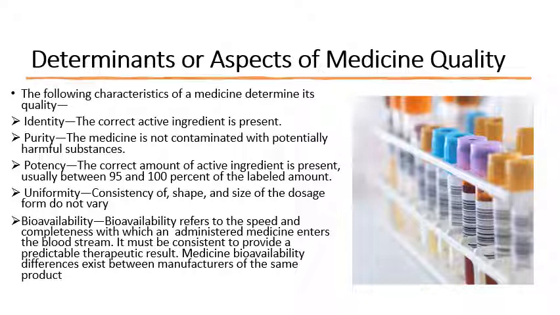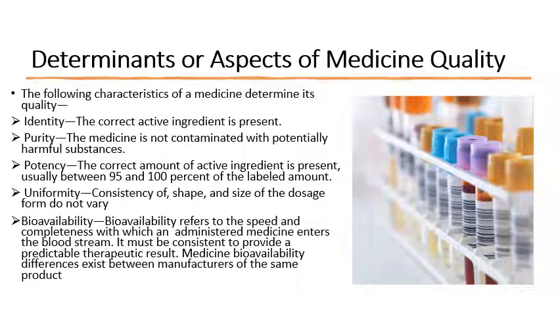This can include some toxic substances that are harmful to the body. So the drug must be pure and must be potent in efficacy. The correctness of the amount of active ingredient present should be about 95 to 100% of the label amount. And it must be uniform. Uniformity and consistency in terms of shape, in terms of the size of the dosage, and this must not vary.